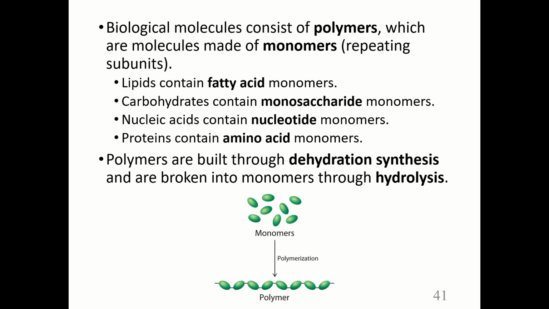Biological molecules consist of polymers, which are molecules made of monomers, or repeating subunits. Lipids contain fatty acid monomers. Carbohydrates contain monosaccharide monomers. Nucleic acids contain nucleotide monomers. And proteins contain amino acid monomers. Polymers are built through dehydration synthesis and are broken into monomers through hydrolysis.